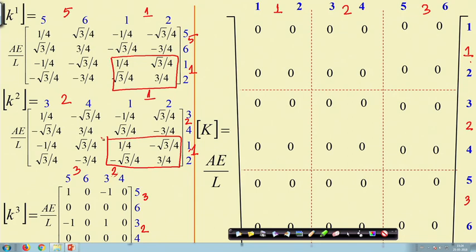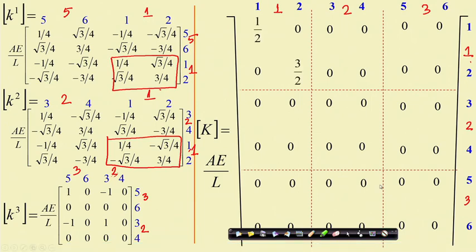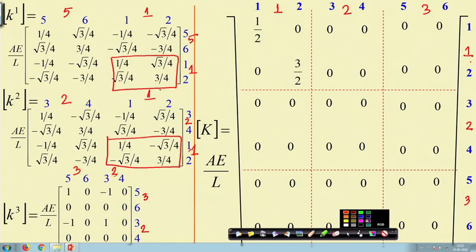When we assemble them, this value will be this block plus this block. If we do that, 1 by 4 and 1 by 4 becomes half, and then root 3 by 4 minus root 3 by 4 becomes 0, and then 3 by 4 plus 3 by 4 becomes 3 by 2, and minus root 3 by 4 plus root 3 by 4 becomes 0.